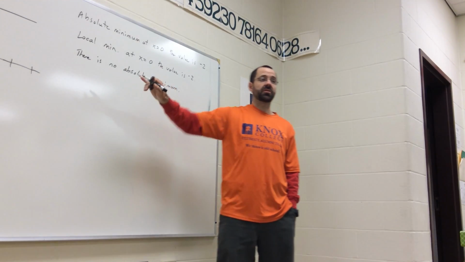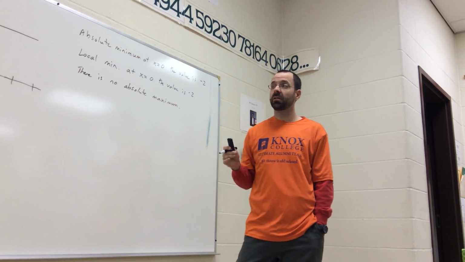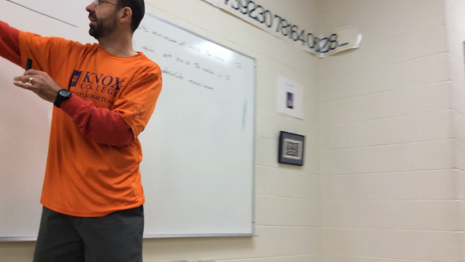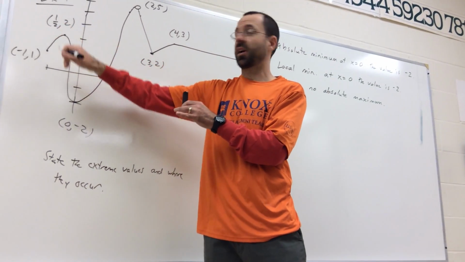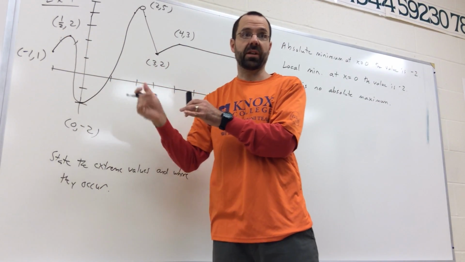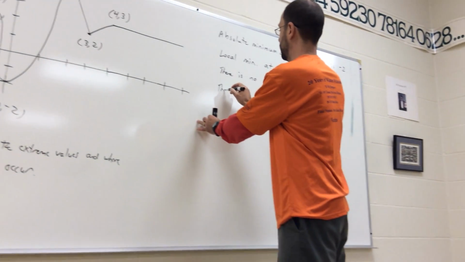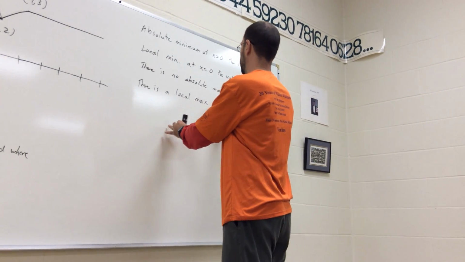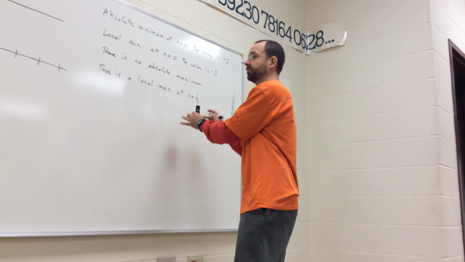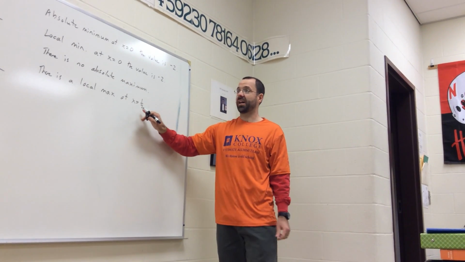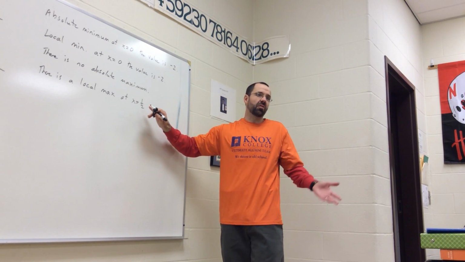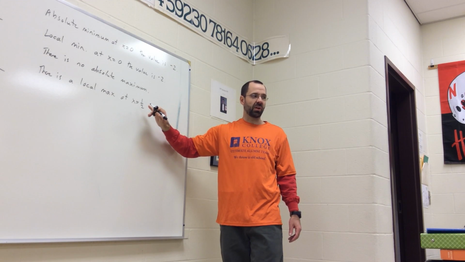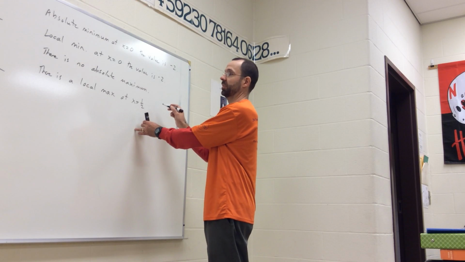All right, what else? What else is going on in this graph? Oh, there's a local maximum. Yes, local max right here at x equals -½ because it's the highest point for all the ones near it. It's not overall the highest point, but at least for the ones near it, it's the highest point. And the value is 2.